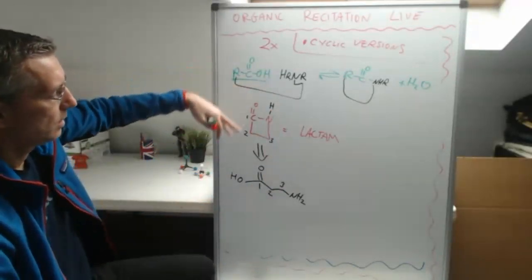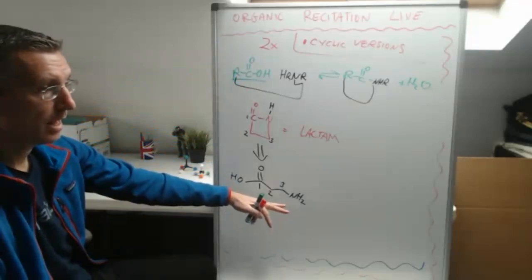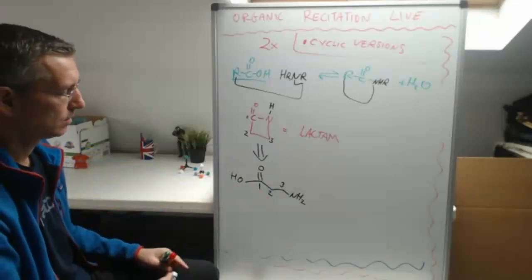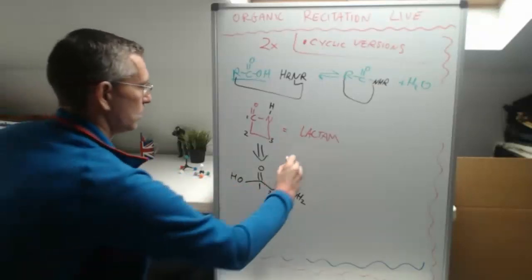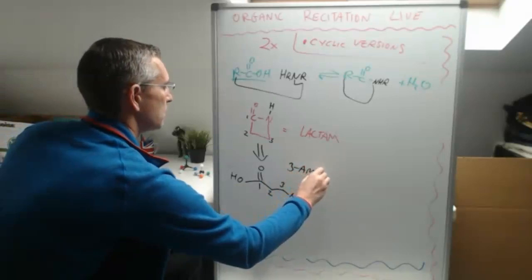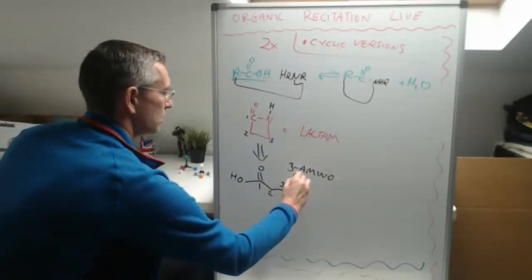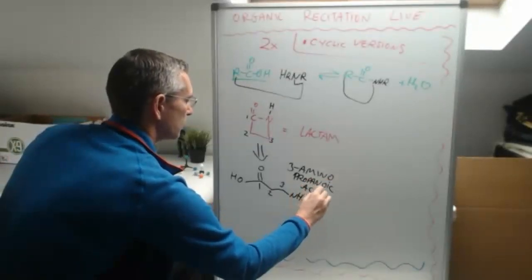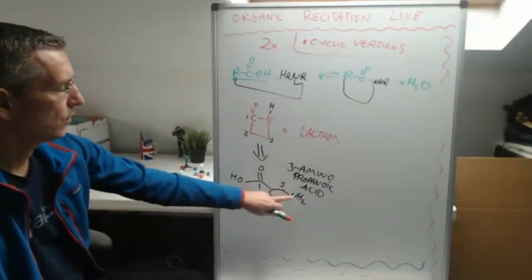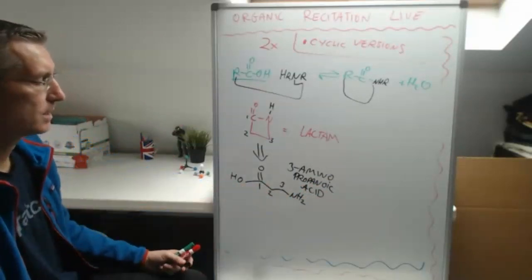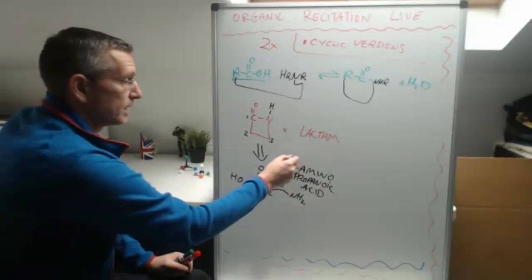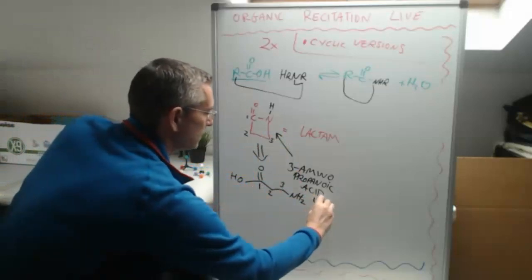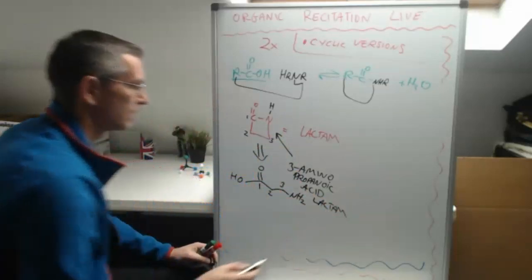So we're going now to an amino substituted carboxylic acid. This particular one would be 3-amino propanoic acid. So if we're going to name this molecule, that is 3-amino propanoic acid lactam.